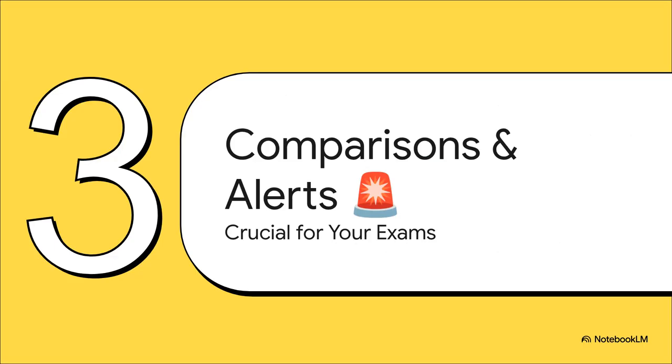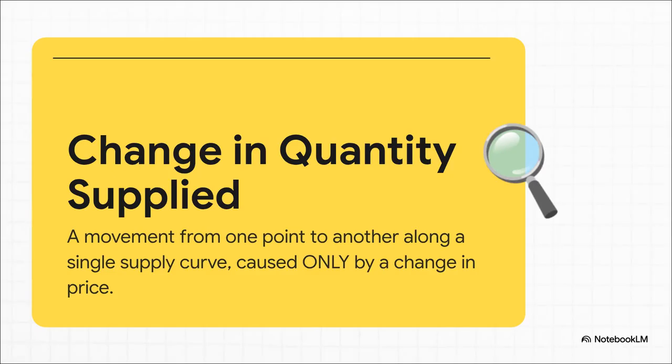Okay, this next section is incredibly important for your exams. We're going to zero in on the kind of tricky details that show up all the time in multiple choice questions, so you want to pay close attention. First, we have the change in quantity supplied. The one word you absolutely need to remember here is movement. We're talking about moving from one point to another along the same curve. This only happens when the price of the product itself changes.